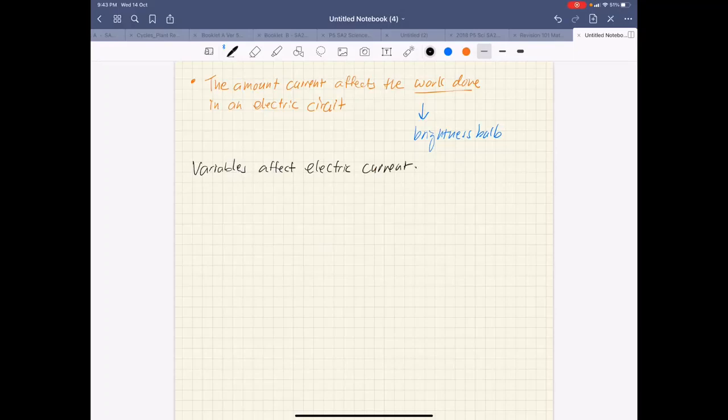They can affect it in the form of the amount of electric current flowing through, or the ease of it flowing through. So what are some of these variables? Let's take a look. Firstly, the number of batteries arranged in a series circuit.